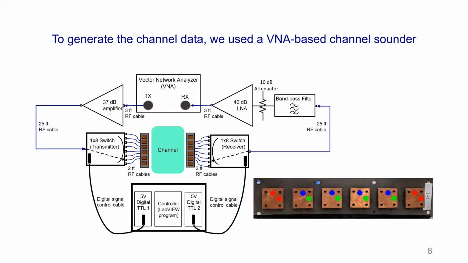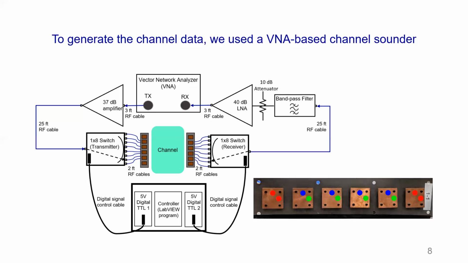The transmitted signal is amplified, which is connected to a 1x8 switch through a 25 feet long cable. The 8 RF output ports of the switch are connected to 8 ports of the linear antenna array, which is shown on the right. The array has 4 radiating elements in the middle, while the 2 elements at the left and right ends were just used as dummy elements terminated to 50 ohm loads for consistency in antenna patterns. Each element contains 2 polarizations, one vertical and one horizontal, marked in blue and green.